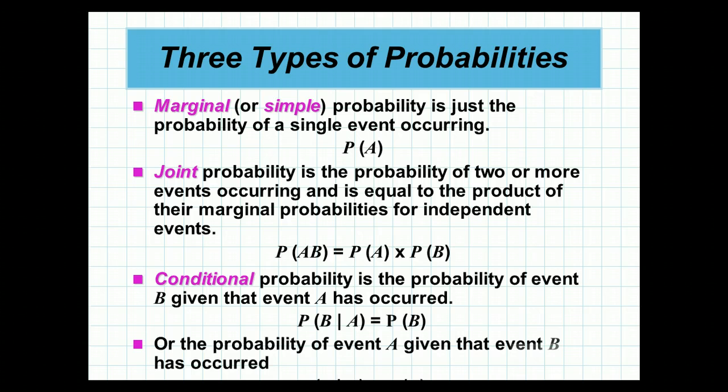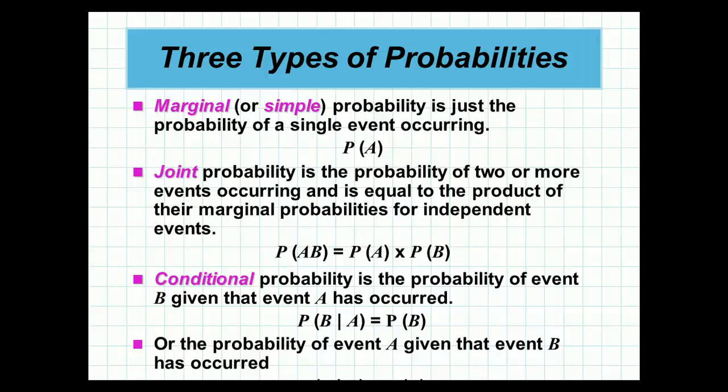We also have three types of probabilities we want to point out. Marginal probability is just the probability that a single event is going to happen or occur. But the joint probability is the probability of multiple events occurring, and it's the product of their marginal probabilities for independent events. So if we take each of their marginal probabilities, the two separate events, multiply them times each other, then we will get the joint probability of both of those events occurring.